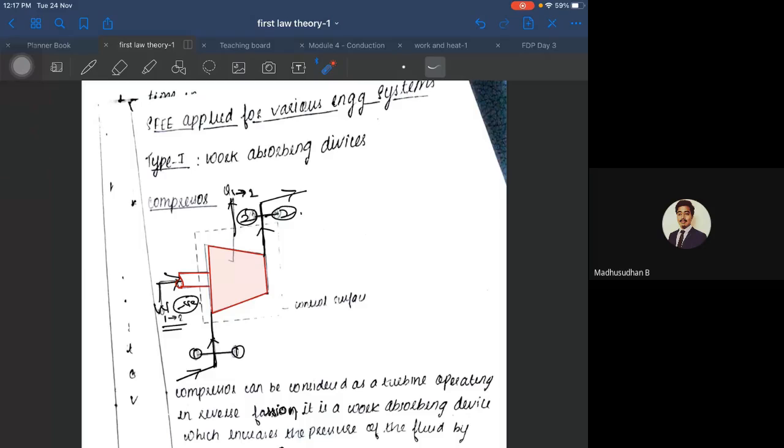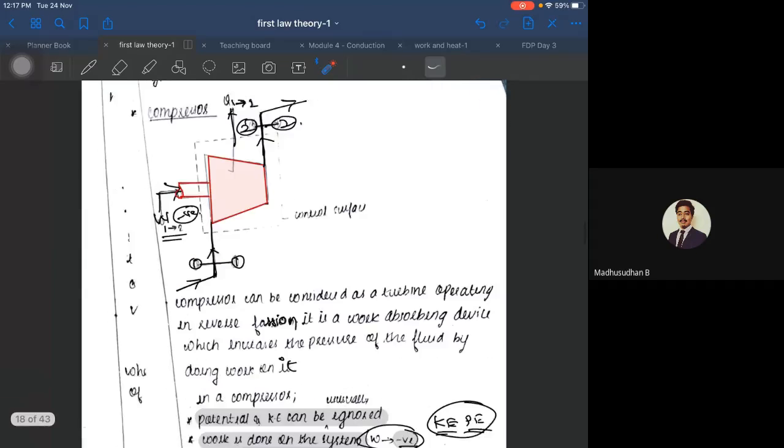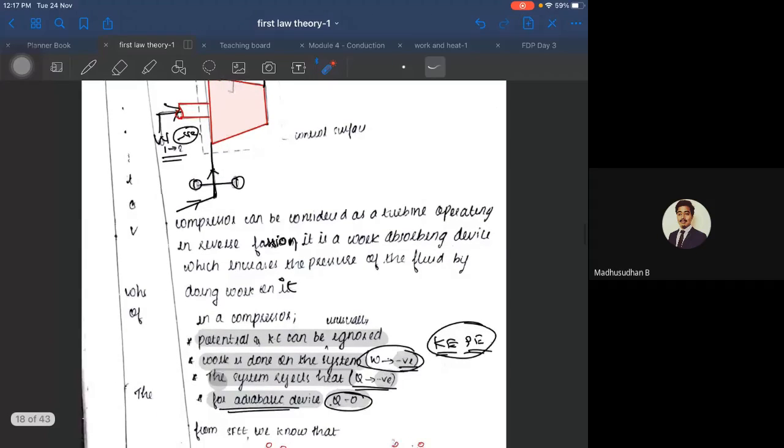Any examples? Turbine, excellent. Turbines, very good. Next. Motor. Superb. Even a motor can be considered as a work generating device or a developing device. IC engines is an excellent answer. Very good one. So we shall just directly go into the application of SFEE now.